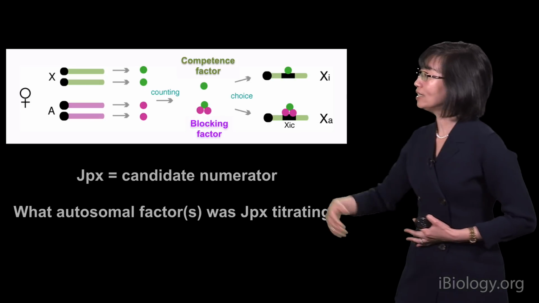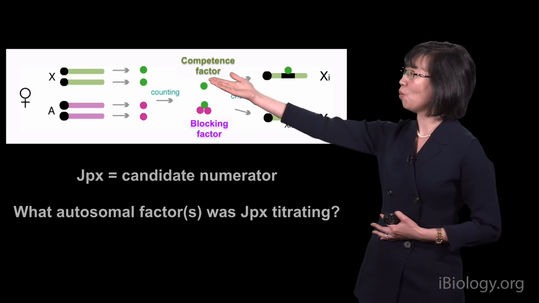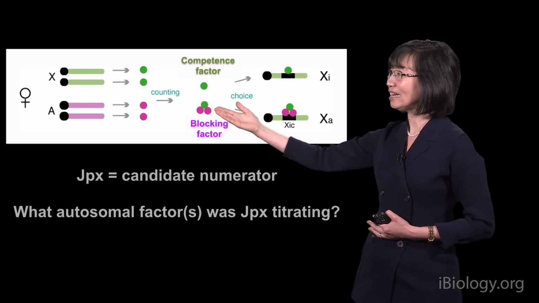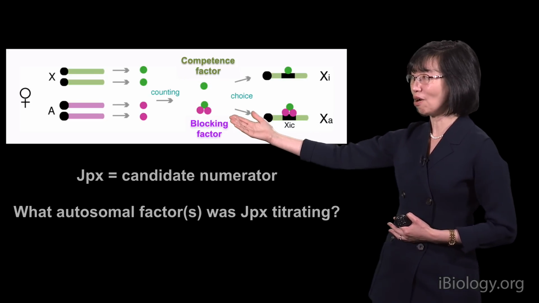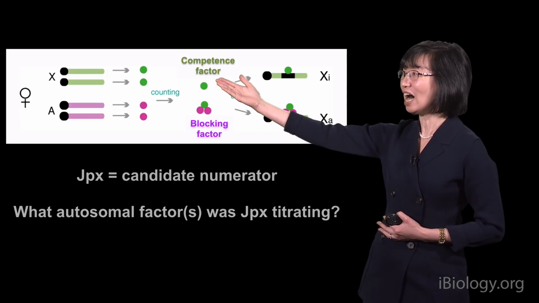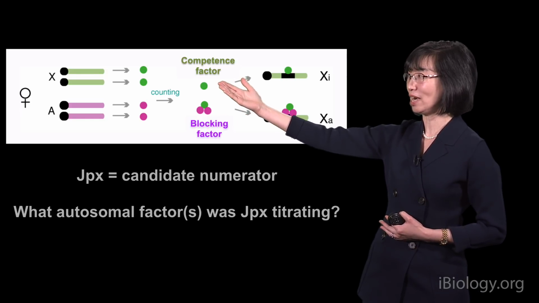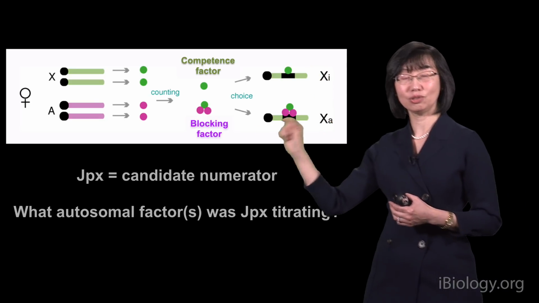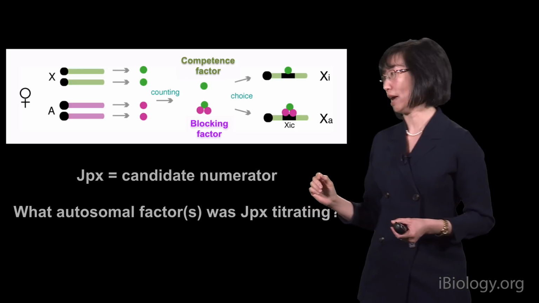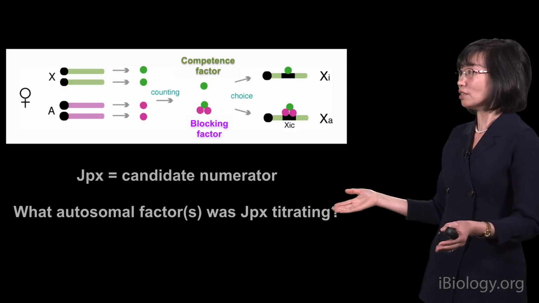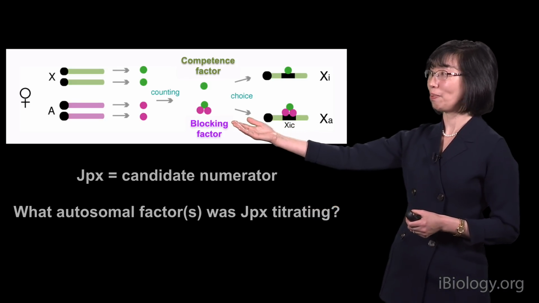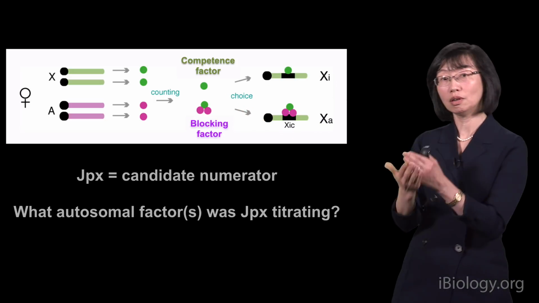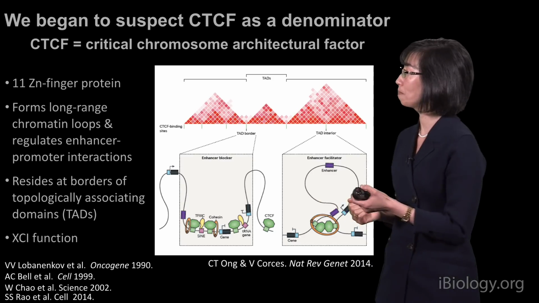Okay, so the idea then is that Jpx is one of these green factors that's being produced by the X chromosome, and that it is titrating away the autosomal blocking factor, and then the untitrated Jpx factors would be the one that sits on the remaining inactive X to induce the firing of that inactivation center. Okay, so then we turn our attention to what are the pink factors? What are these autosomal factors which are getting expressed to titrate Jpx?